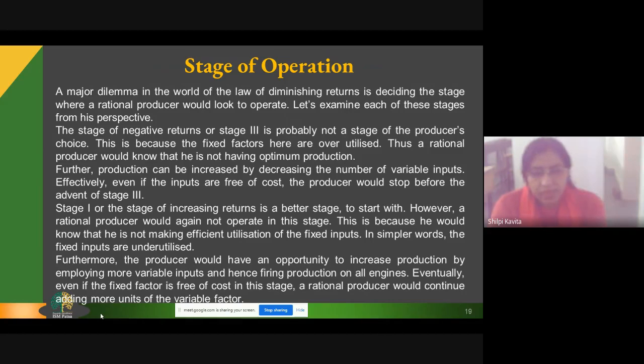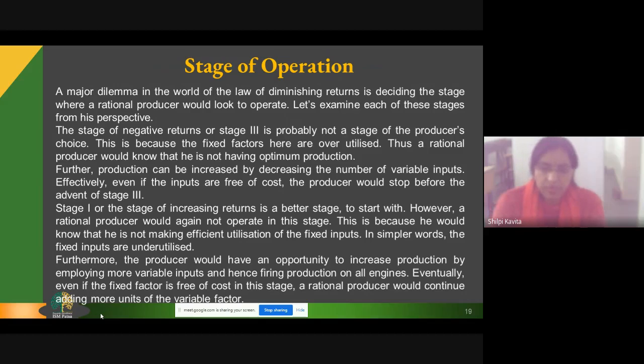And in stage 1, the producer will never operate in that stage, although generally we would think that it is increasing returns to scale. Why not operate in that stage? We cannot because the whole utilization of the fixed factor is not there. The whole 100-acre land is not being utilized. There is a scope of further utilization which comes under stage 2.